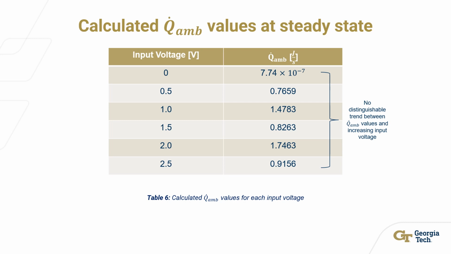Here we have values of heat transfer rate due to ambient heating for each input voltage. There is no noticeable trend between Q ambient values and increasing voltage. This is because of reasons explained on the previous slide.